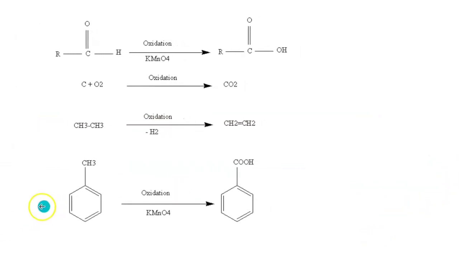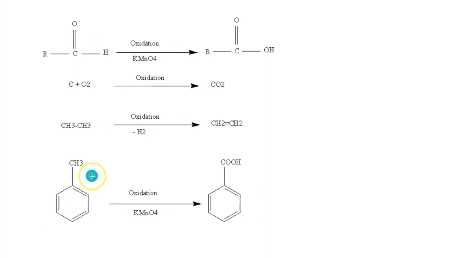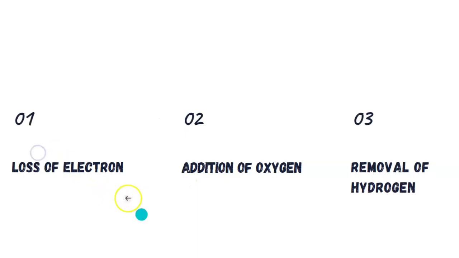Now see the fourth example. This is toluene. When toluene reacts with KMnO4, oxidation takes place and it gives benzoic acid. This is the structure of benzoic acid. What happened here? Here also addition of oxygen takes place. No oxygen is present in toluene, but here 2 oxygens are present. So addition of oxygen takes place, and addition of oxygen is nothing but oxidation.